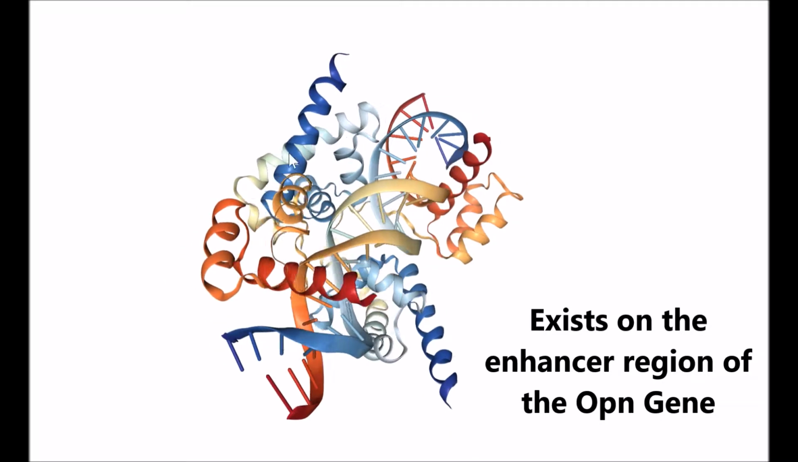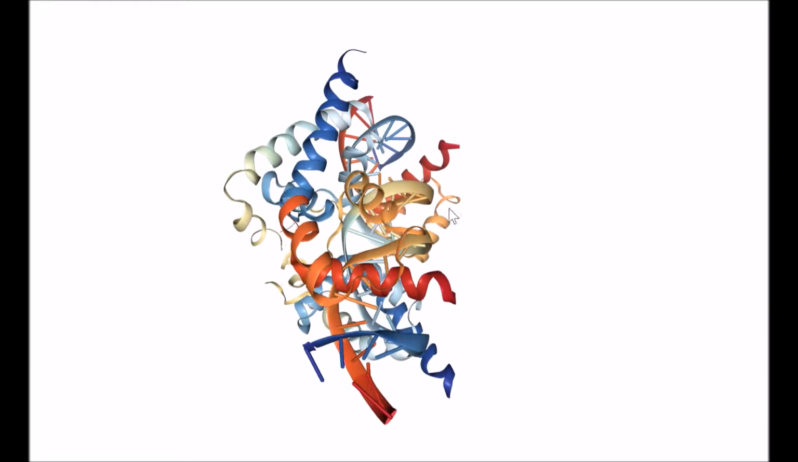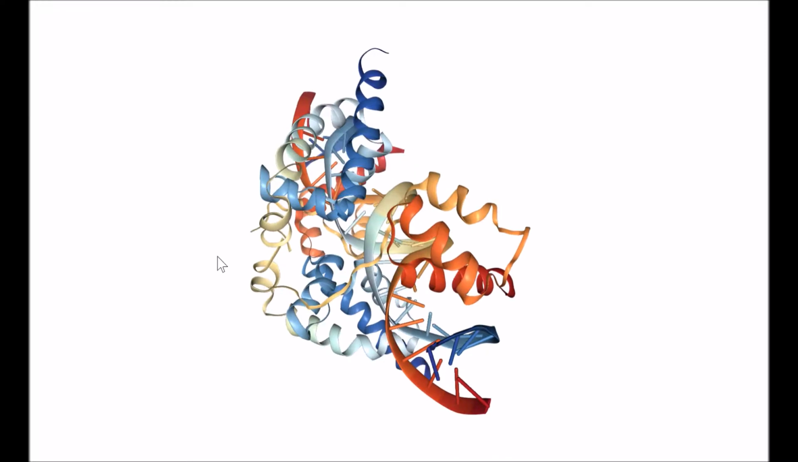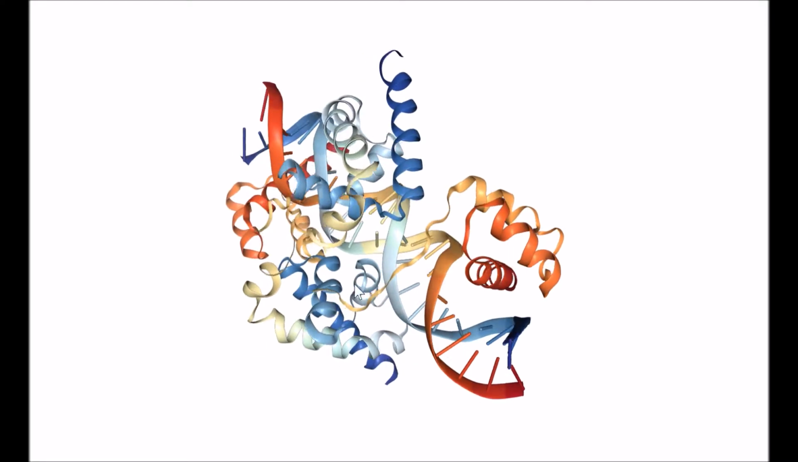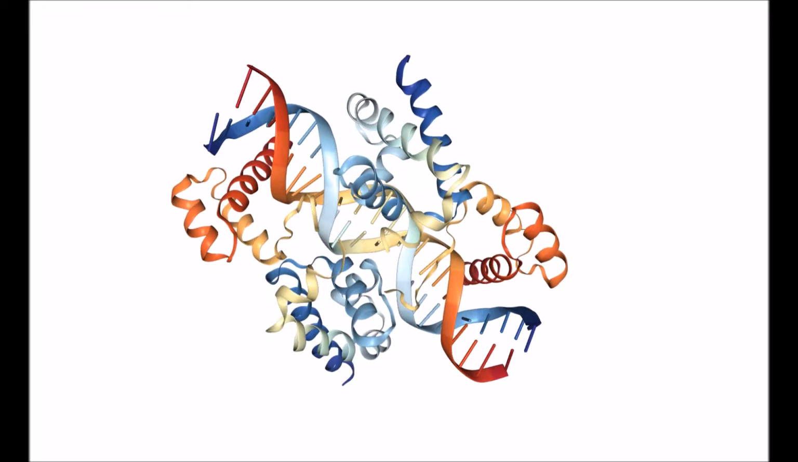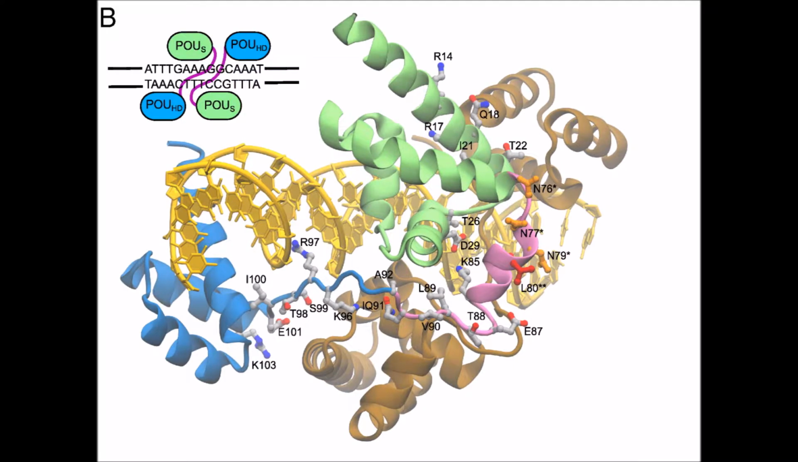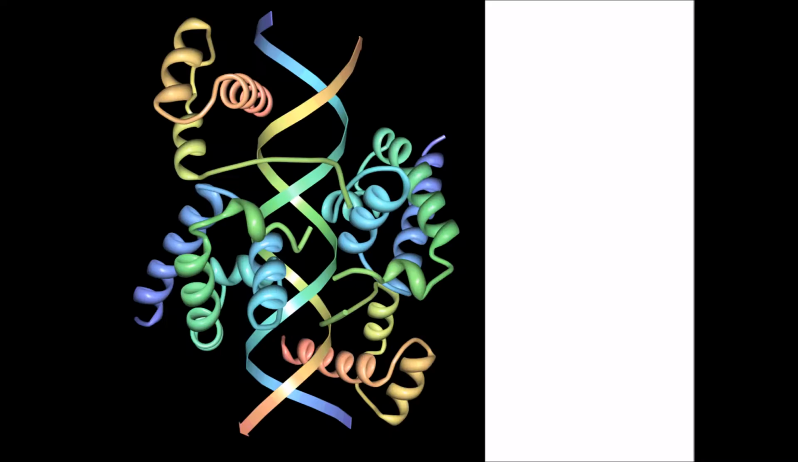Although OCT4 is also shown to bind to POR as a monomer, the activation of the enhancer on the OPN gene usually requires 2 OCT4 structures. That's why in the following picture, and the structure provided by the protein database, there are a total of 4 separate domains that can be seen, which exist among 2 OCT4 protein complexes.